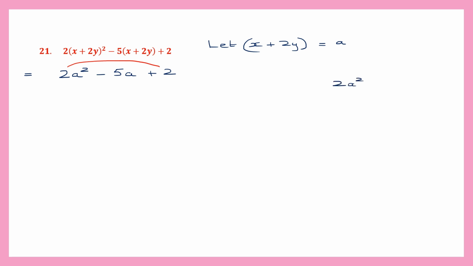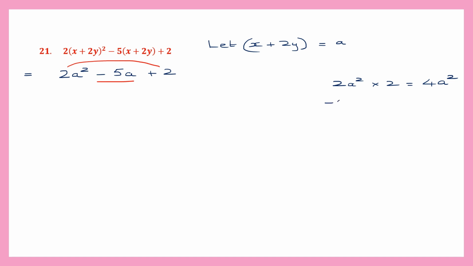Question 21. 2 into x plus 2y the whole squared minus 5 into x plus 2y plus 2. Again, x plus 2y is common. So let's consider x plus 2y to be equal to a. So wherever we have x plus 2y, we're going to write a. So 2 into a squared minus 5 into a plus 2. Now let's multiply the first term and the last term. So that will be 2a squared into 2. This is equal to 4a squared. Let's take the middle term, minus 5a.